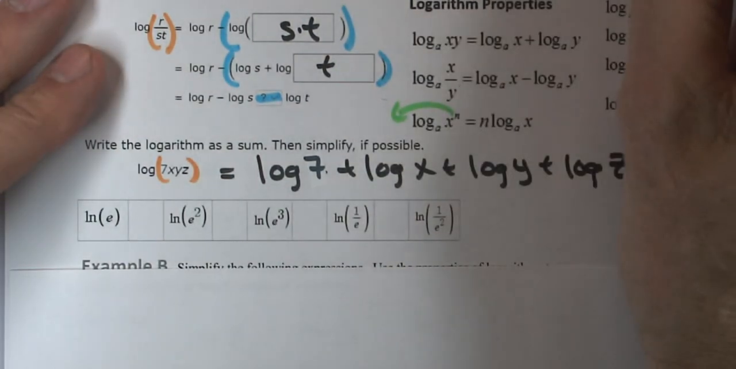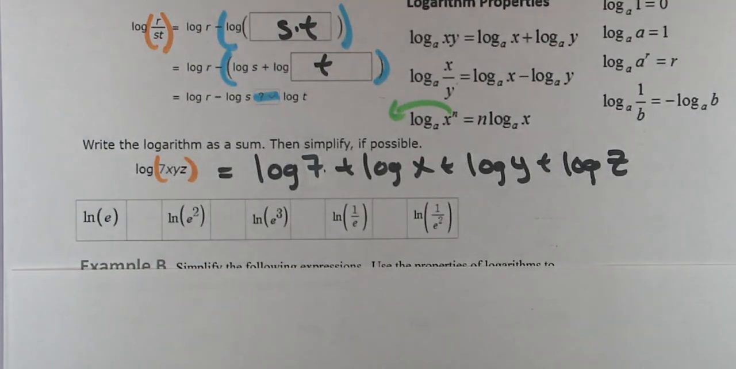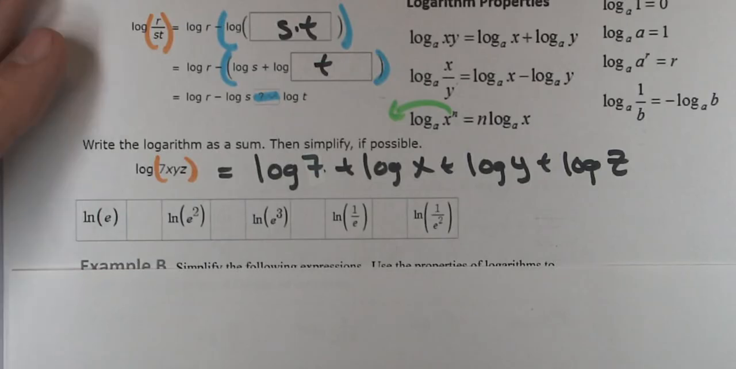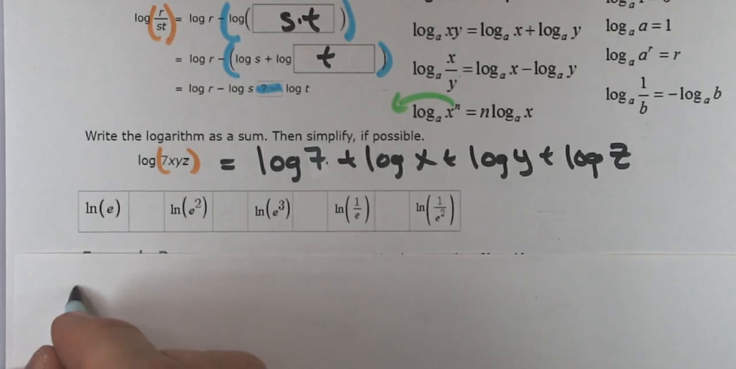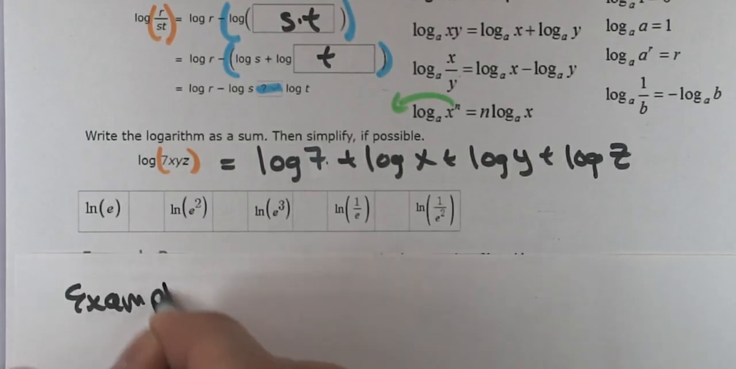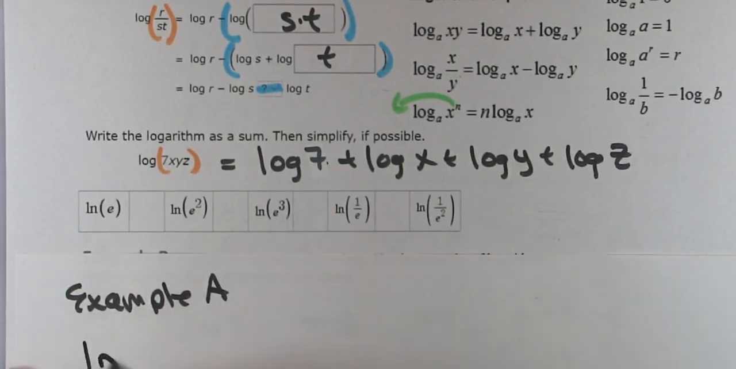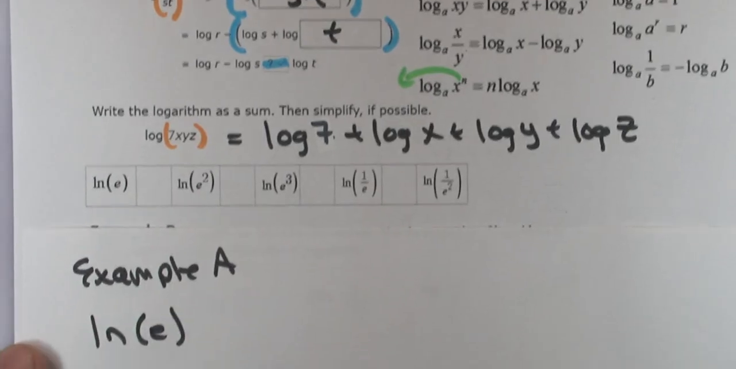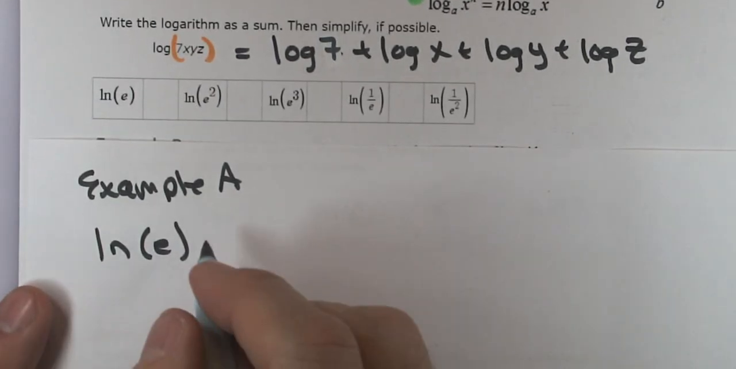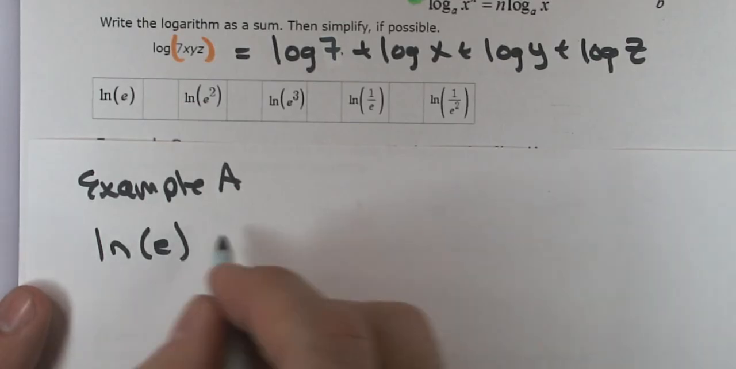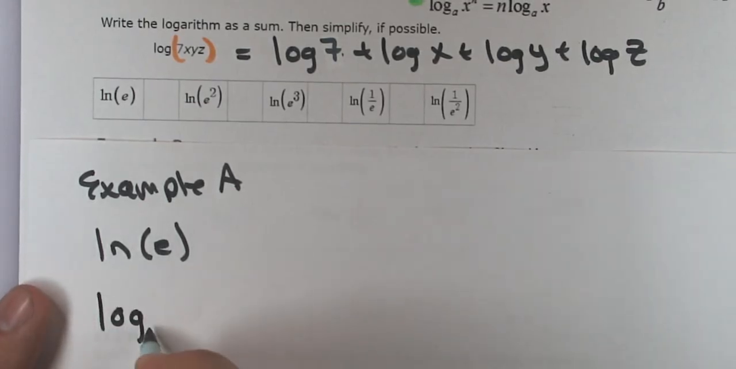2. Let's hop on down to these examples. So this is continuing with example A. Get the ln of e. And what I want us to do first is to realize that this is really log base e of e.